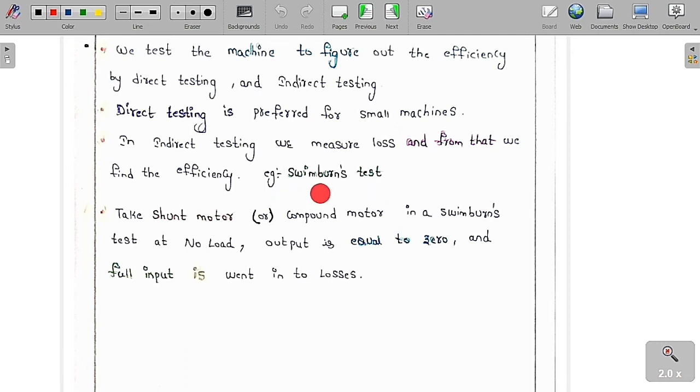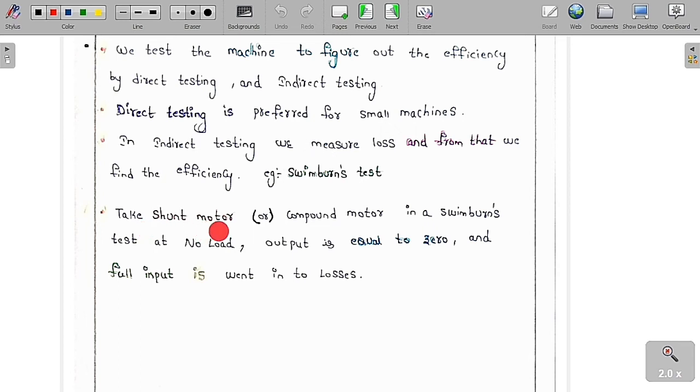Based on this we can figure out the efficiency at any given load condition. The best example is the Swinburne test. Basically it is a no load test where we find the constant losses. Based on that we can find the efficiency at any load condition. So these are the two methods by which we can find the efficiency of a machine. Direct testing is always preferred for low rating machines and indirect testing is always preferred for high rating machines.